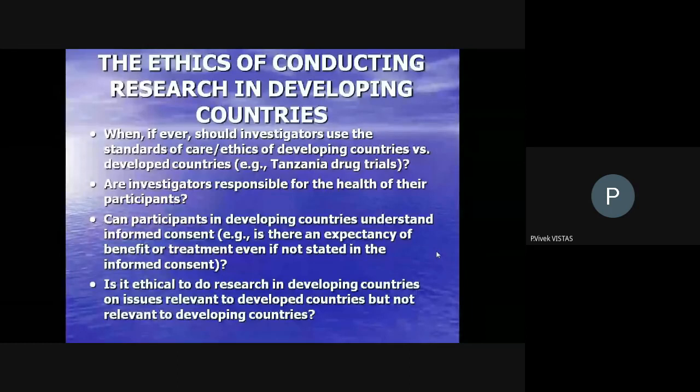Are investigators responsible for the health of their participants? We need to consider these things. We need to think about whether what we do will be a benefit to that society. Can participants in developing countries understand the informed consent? So India is a developing country. If the research is going on here, the participants should know about their consent. What research is going on, what they are doing, what outputs they have got, everything the volunteer should know about that. That is said to be informed consent.